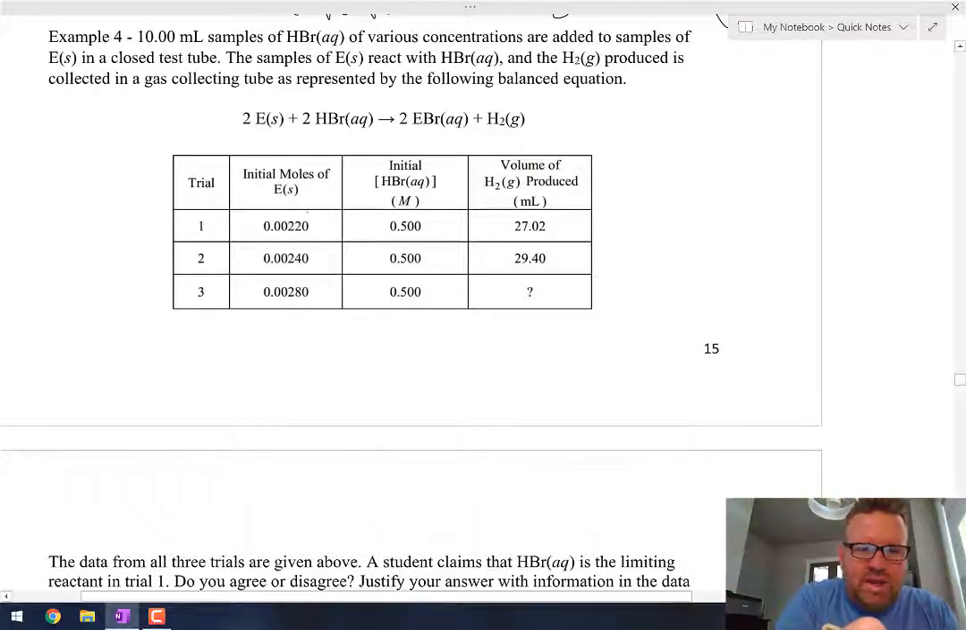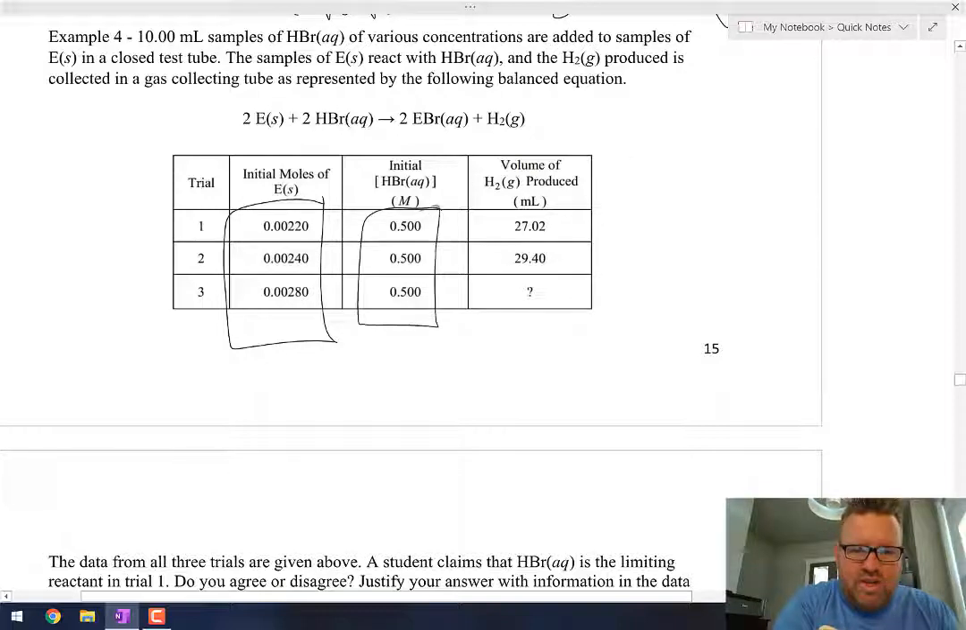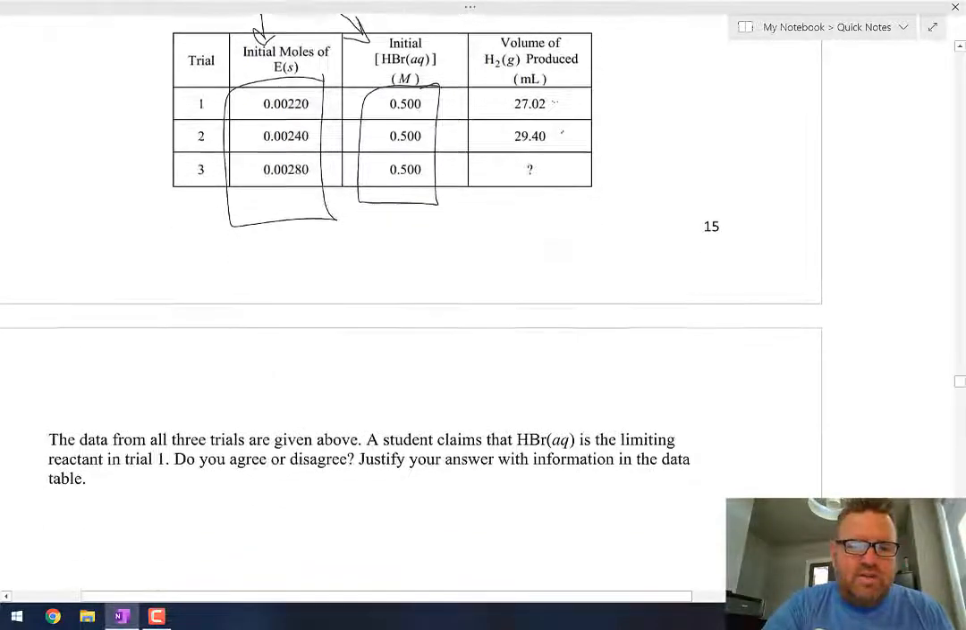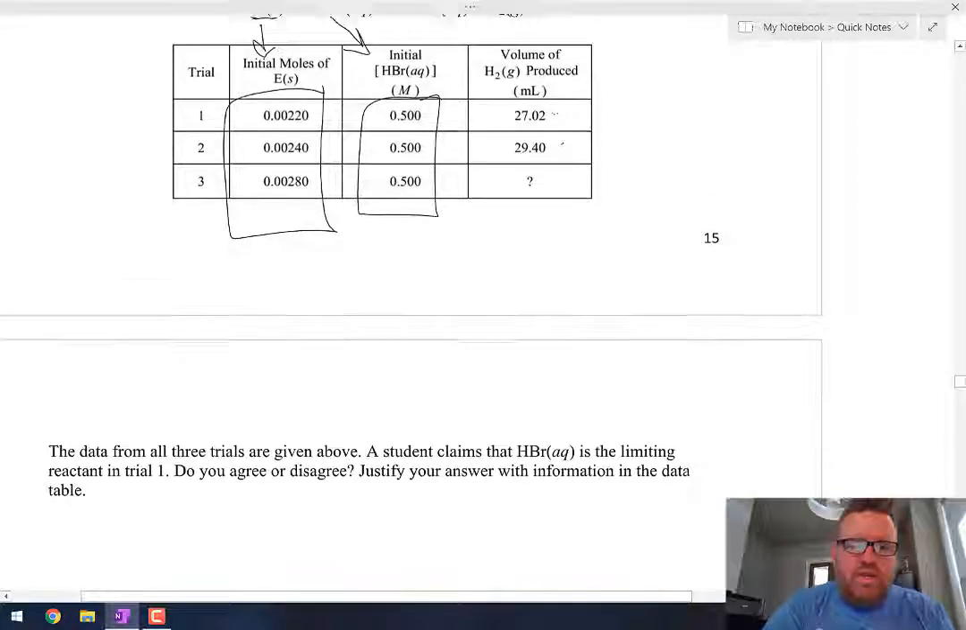Here we can see that the initial number of moles of E are different, but the concentration of HBr stays the same the entire time. So again, one reactant, information here, another reactant, information here. The volume of H2 produced, notice that that number does change from trial 1 to trial 2. The data from all 3 trials are given above. A student claims that HBr is the limiting reactant in trial 1. Do you agree or disagree?